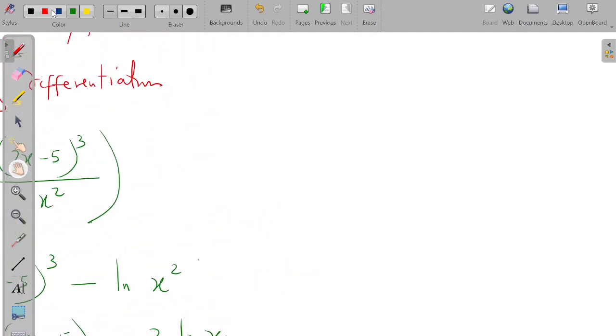Okay, let me write this out. So I have ln y equals 3 ln(2x - 5) minus 2 ln x. Okay, now I differentiate.